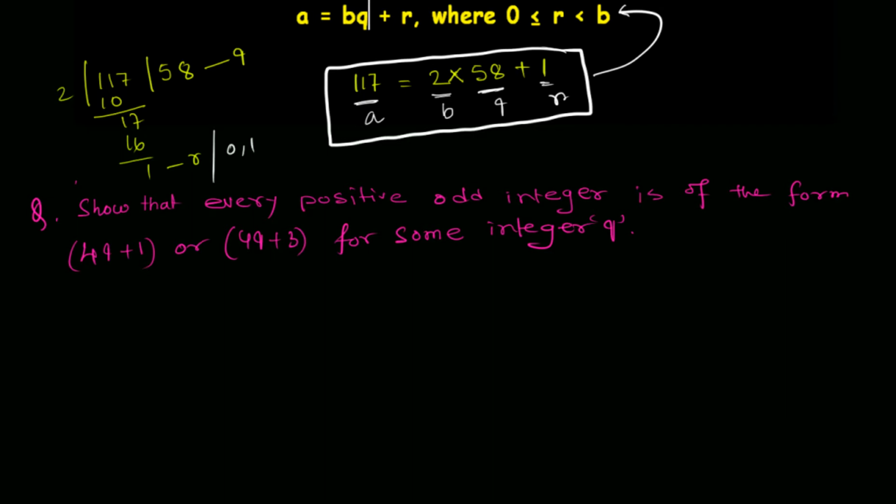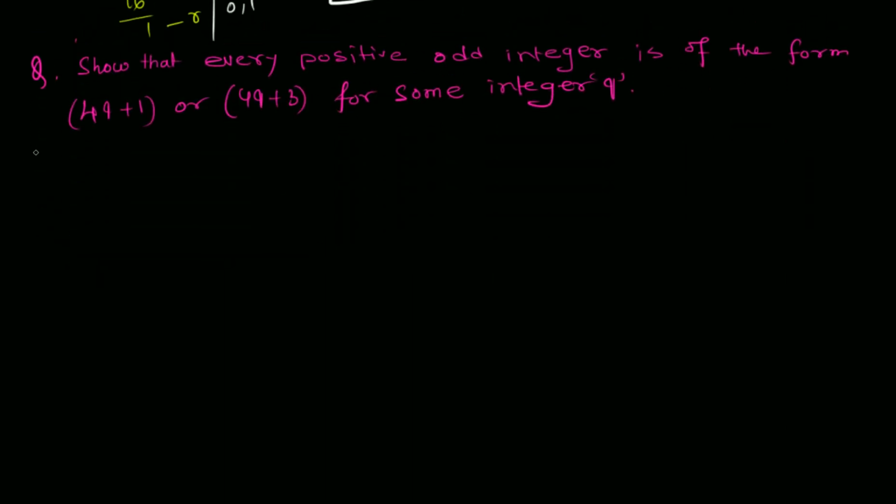So let's keep in our mind what the statement is, which is a equals bq plus r, where 0 is less than or equal to r less than b. So the answer is, let a be an odd positive integer, as it is given. So a is the odd positive integer.